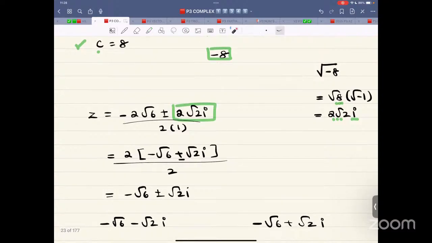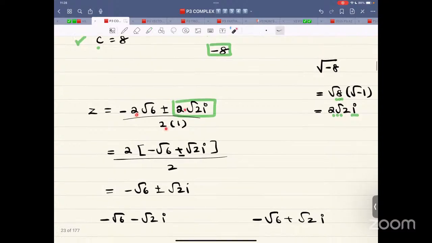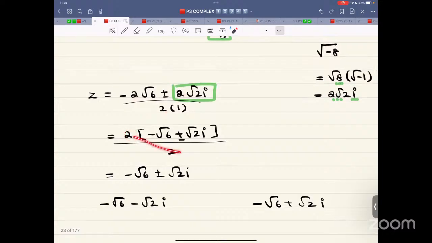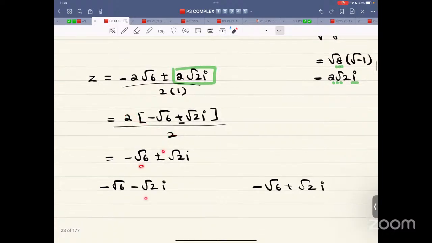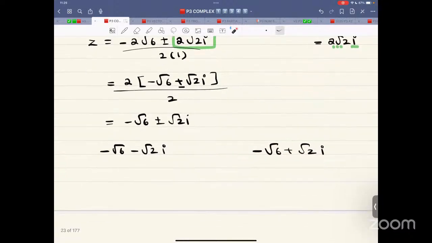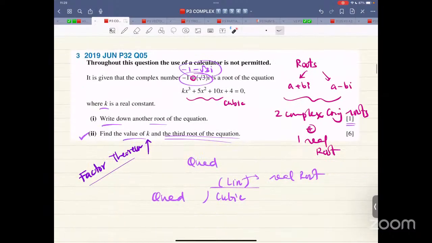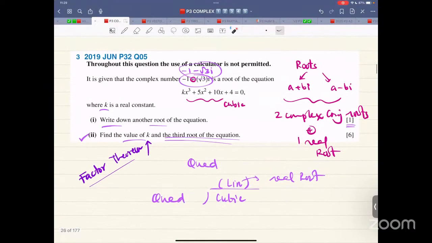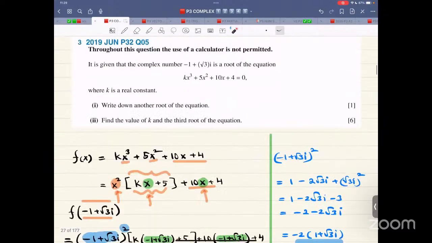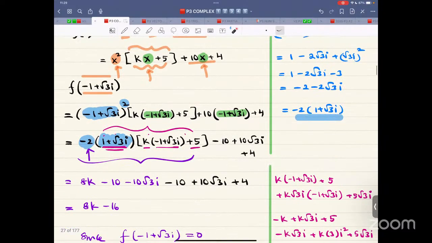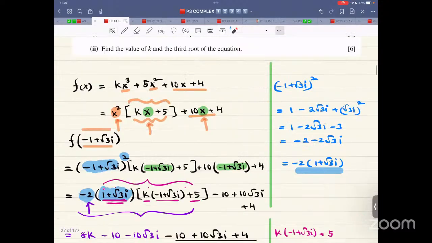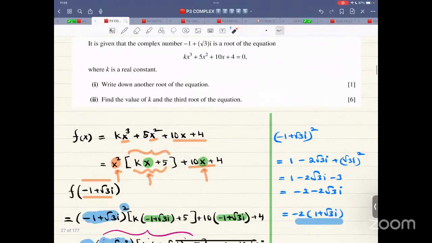And then look at the working. Minus 2, 2 is taken common out, the 2 divides. Minus 6 plus root 2, minus 6 minus root 2. They are conjugates of one another. Okay. This is the same kind of thing, nothing special, except the constant thing was there.